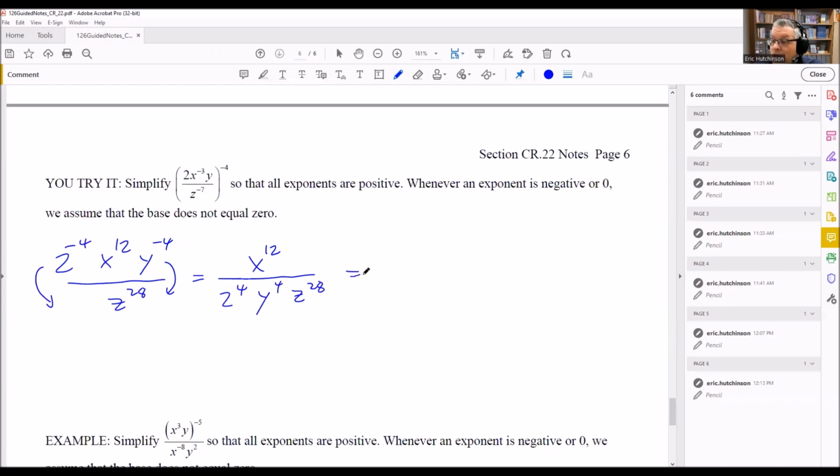The last step would be you just change the 2 to the 4th into 16. And everything else is going to stay the same here. Typically, you write this with the variables in alphabetical order. So that's why I put the y first and then the z.